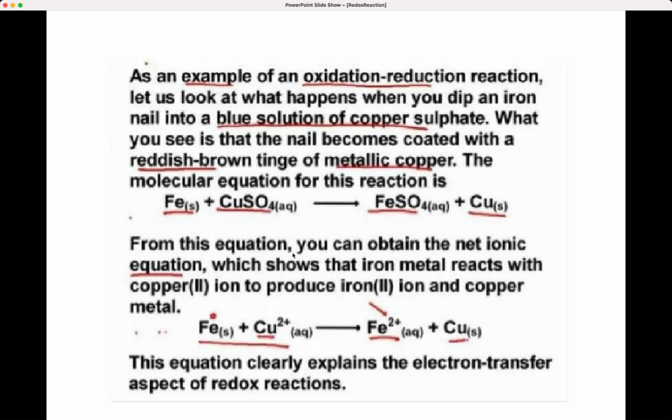Now you can see the equation for this reaction: iron plus copper sulphate aqueous solution, you get iron sulphate and copper. Now you can understand from this equation that you get a net ionic equation which shows that iron metal is reacting with copper ion to form iron ion and copper metal. It's given here iron and Cu2+, you can see that it becomes copper metal, whereas iron becomes Fe2+ ion. So here you can clearly see that electron transfer happens with respect to redox reaction.